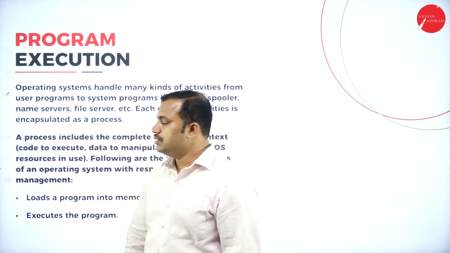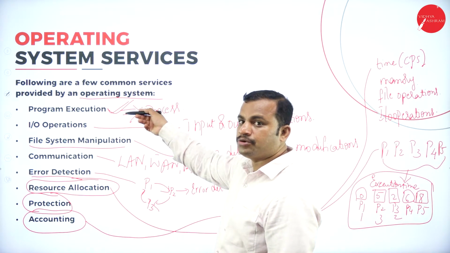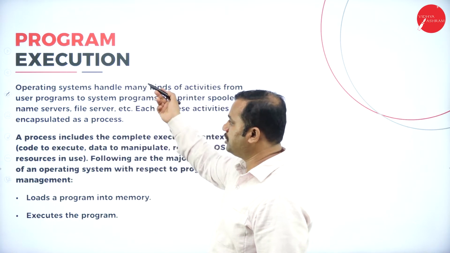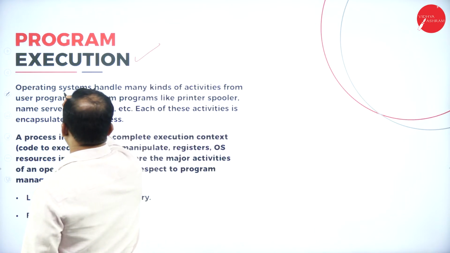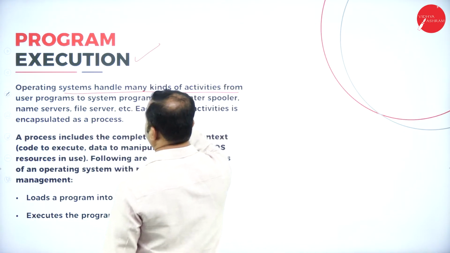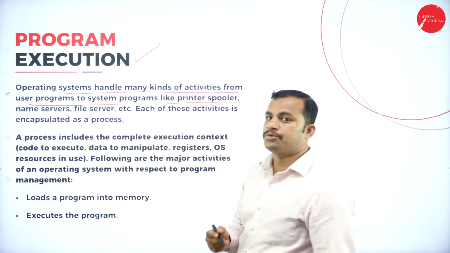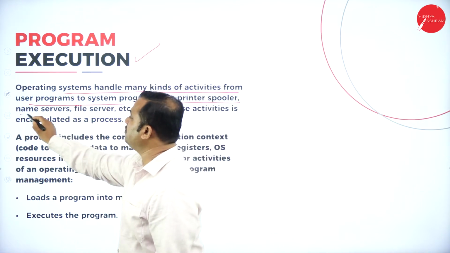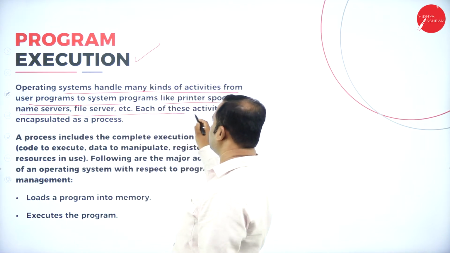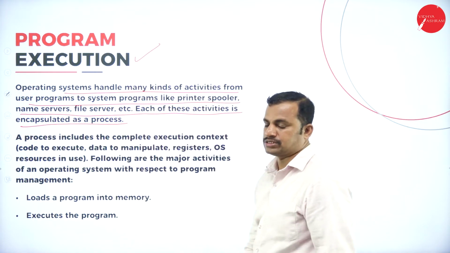Then we have the program execution here. That is, while executing the program, it becomes a process. The explanation of the same is done here. That is program execution. The operating system handles many kinds of activities, from user programs to system programs, like printer spooler, name servers, file server, etc. Each of these activities is encapsulated as a process.